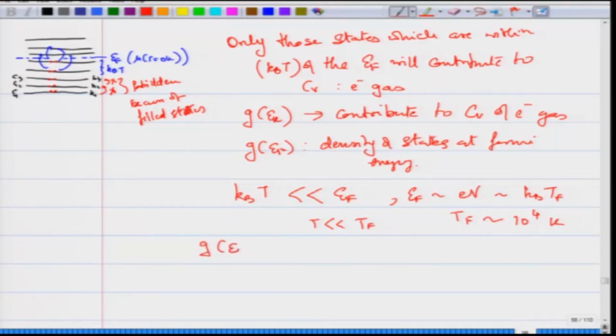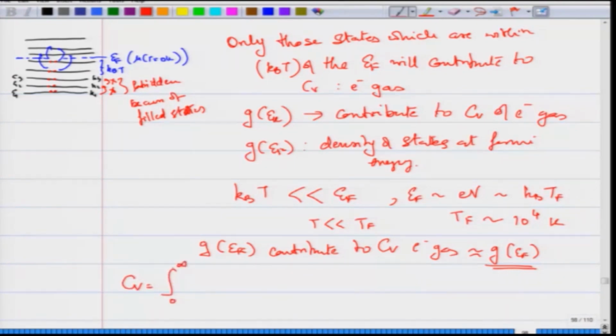So, the density of states which contribute to the specific heat of the electron gas are the states near the Fermi energy, because kBT is really very small compared to the Fermi energy. The states which are very close to the Fermi energy are the ones which will contribute, and therefore the specific heat, which is the integral from 0 to infinity of Ek minus Ef, G Ek, dF by dT dEk, is for all practical purposes approximately G EF, the density of states at the Fermi energy. This was the density of states at any energy, and then you will integrate it.